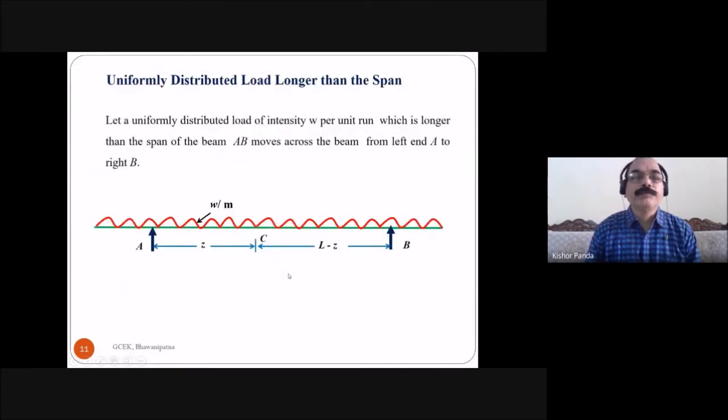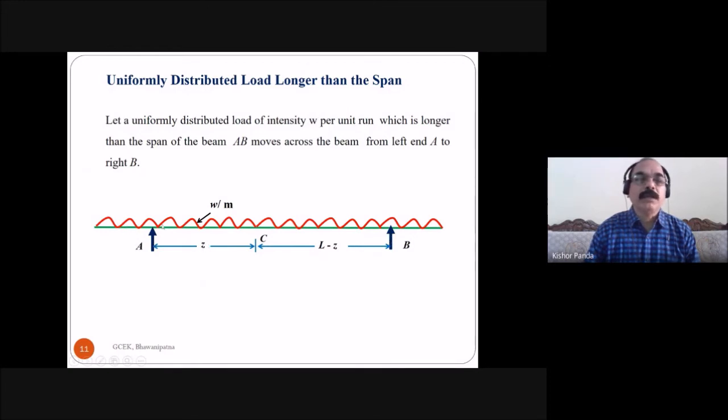Then coming to when the uniformly distributed load is moving across a beam and the length of the UDL is longer than the span. So this is the beam. This is the beam AB simply supported. So from A to B, this is your beam simply supported, but this is overhanging on this side. But this is the beam AB.